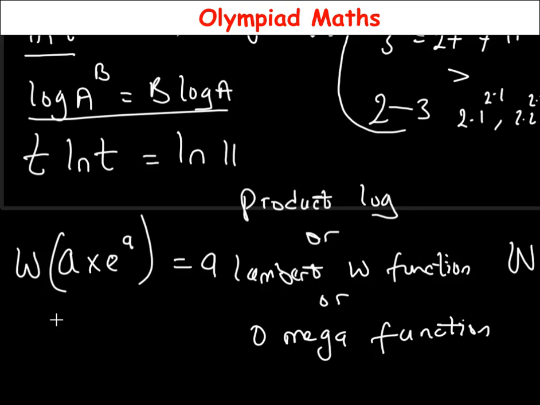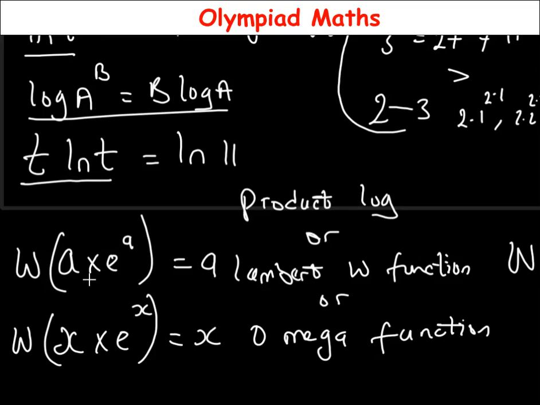Also, let's say you have an expression like x times e raised to power x, and you want to solve this. Once you introduce the Lambert W function into this, it will be equal to x. So in this case, we're going to make t ln t resemble this expression, such that we can then apply the Lambert W function and solve for the value of t. So let us do that.